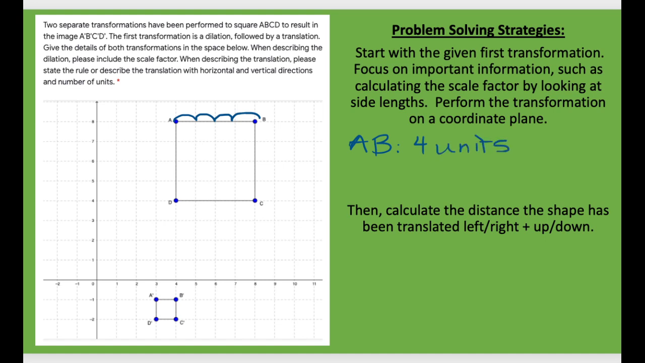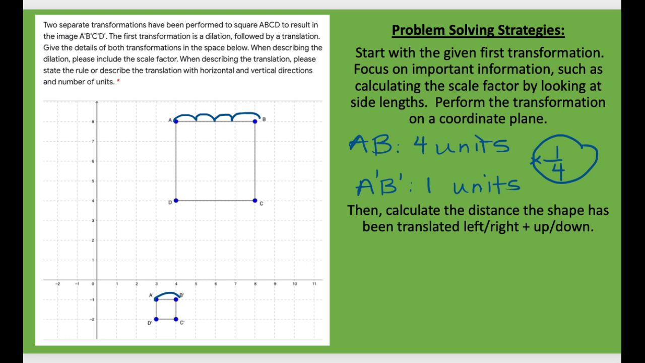Now the final square, the final transformation, if I look at the corresponding side, A prime, B prime, it's only 1 unit. So I know right away that this is a reduction because ABCD shrinks. So if it went from 4 units on one of the sides to 1 unit on one of the sides, that means that my scale factor is a fraction. And the only way to multiply 4 and get 1 is to multiply by 1/4. Okay, so that means I have a scale factor of 1/4.